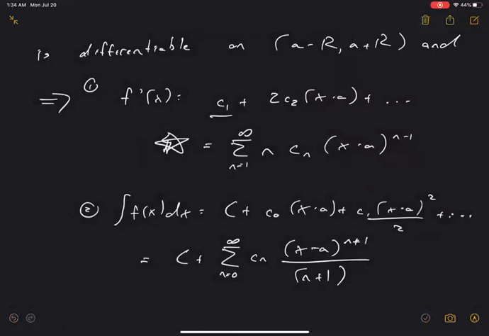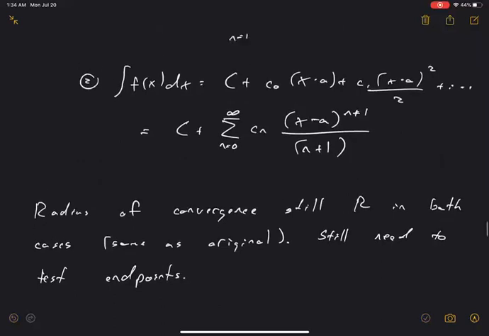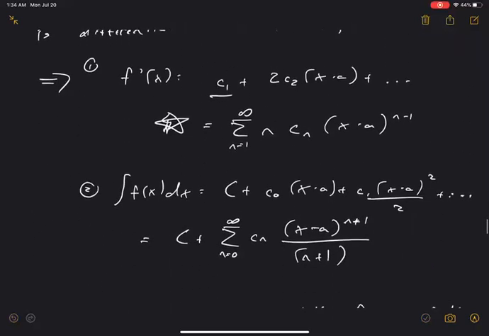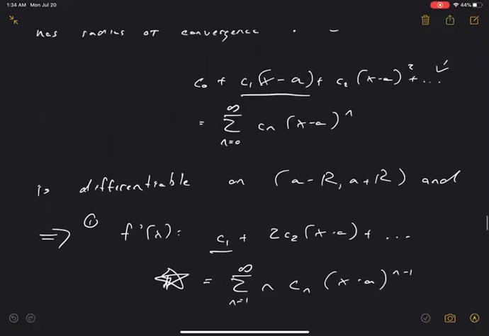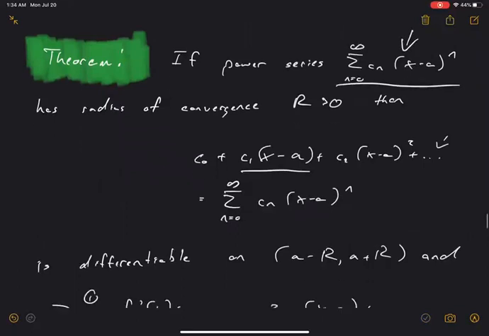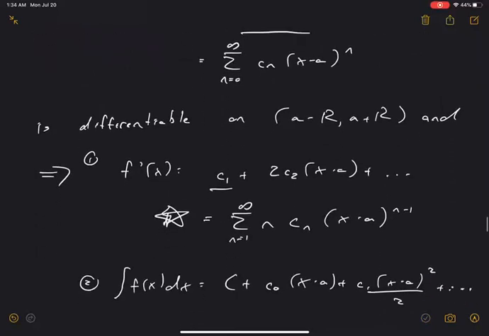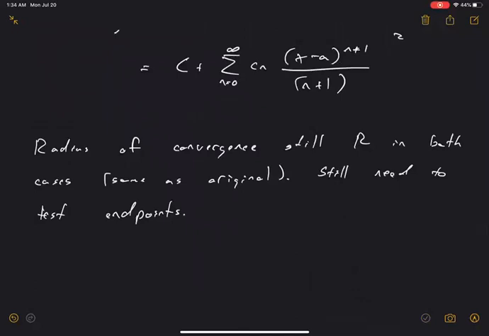So that's our theorem. When I integrate and differentiate, it does not change my radius of convergence. If this series has radius of convergence r, then its derivative will also have radius of convergence r, and its integral will also have radius of convergence r. The endpoints might be different, so we still need to check the endpoints individually, but the radius of convergence is still the same.